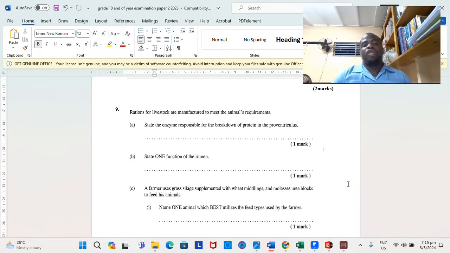State one function of the rumen. Now, once you hear rumen, you're talking about a ruminant. And the ruminants, a sheep, a goat. A popular mistake that students make is thinking that pigs are ruminants. No, they're not. Pigs are monogastric, just like human beings. Rabbits, no, they're not. Rabbits are actually pseudo-ruminants.